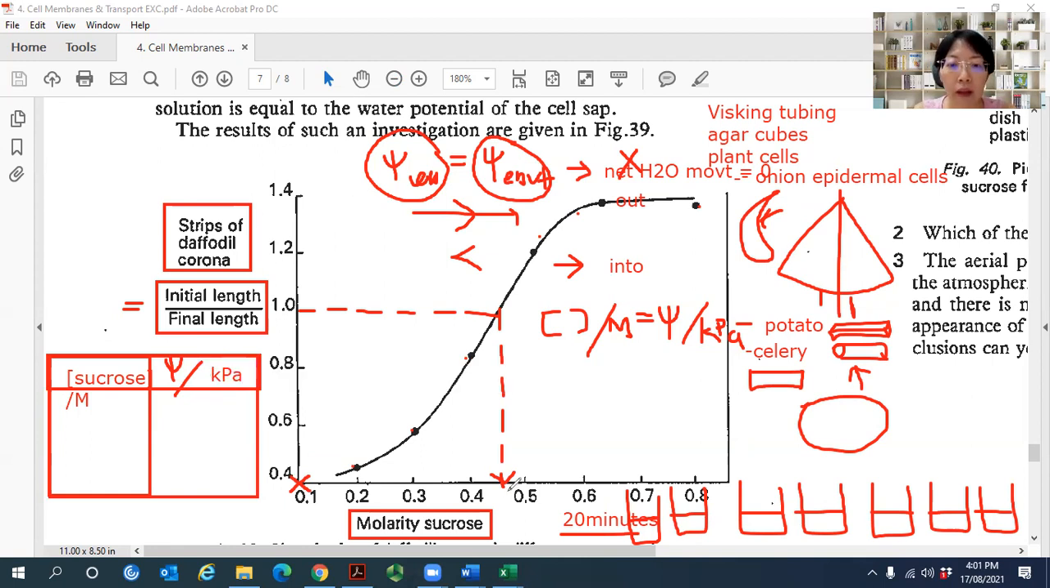I look for the value here. So this value is how much? 0.45, right? So I look for the value, which is 0.45 here. And then I read. So what is this value for psi? If my sucrose concentration is 0.45 molar, what is my value for psi? I read from the table. So with that, I will be able to find out what is the water potential of my potato cell. So this is one of the easiest ways, right?